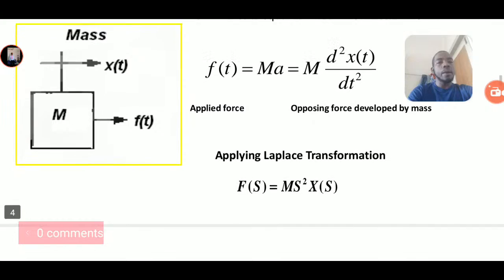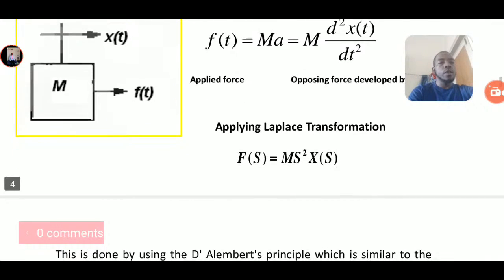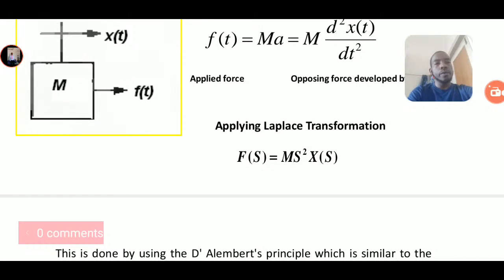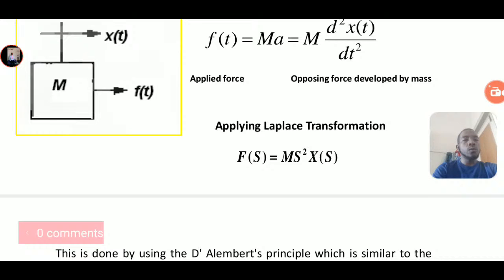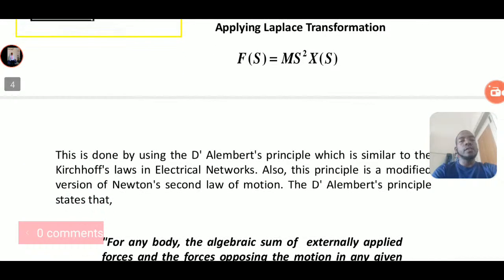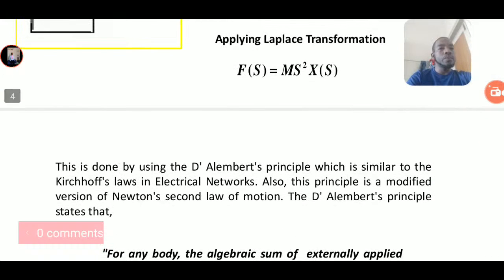When we apply the Laplace transform to the above equation, we get f of s equals m s square into x of s. The first equation is in the time domain and the second is in the frequency domain. Laplace transform is nothing but changing the equation from time domain to frequency domain. After this process we go to another step.